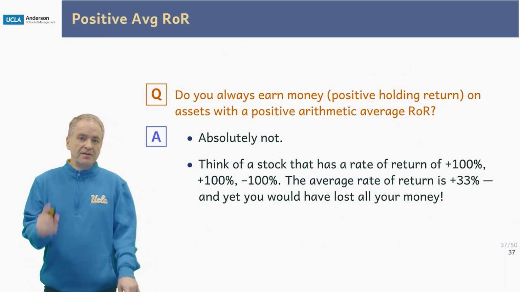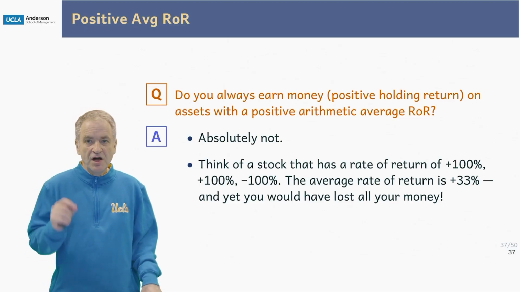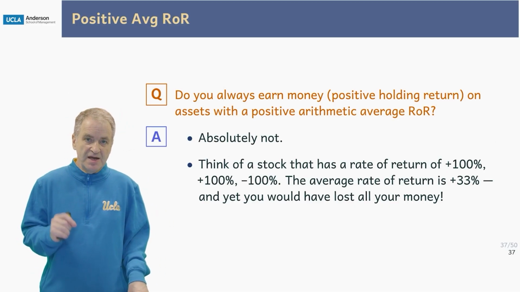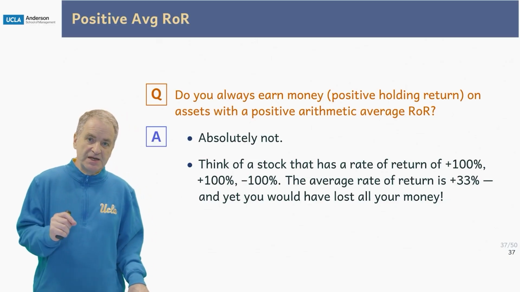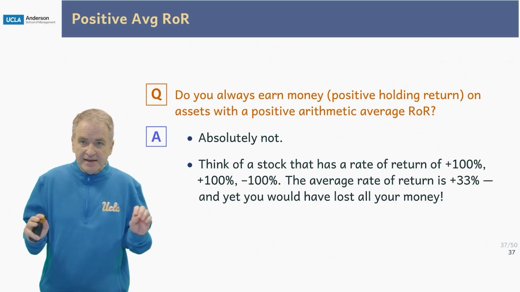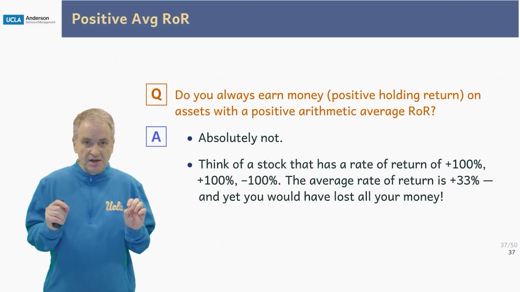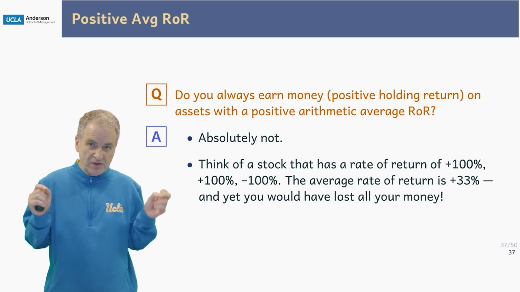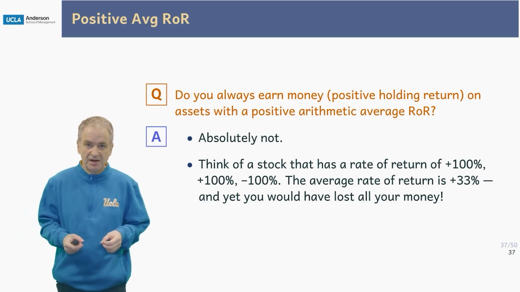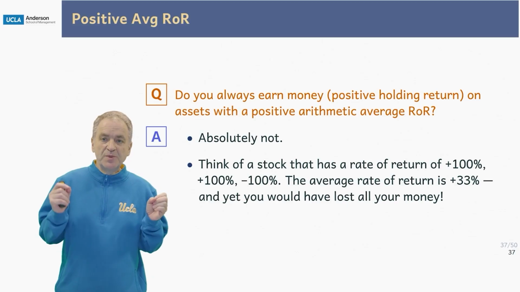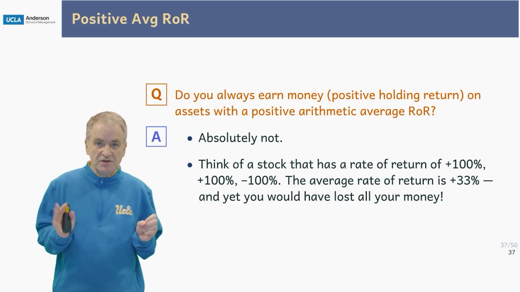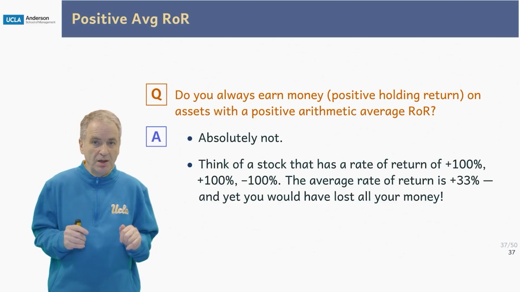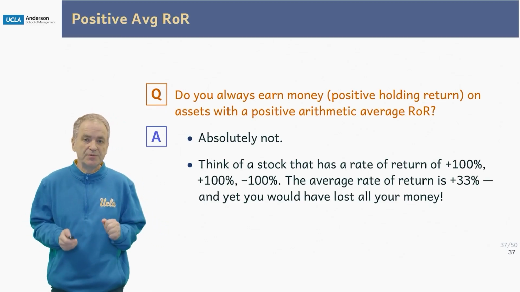Absolutely not. Think of a stock that has a rate of return of plus 100%, plus 100%, minus 100%. The final minus 100% means you lose all your money. And yet, the average rate of return here was 100, 100, minus 100. So it's 100 in total divided by 3, which would have been 33%. Your average rate of return would have been 33%, and you would have lost all your money. So your average rate of return is not necessarily at all indicative of how you did in a particular investment class or asset.